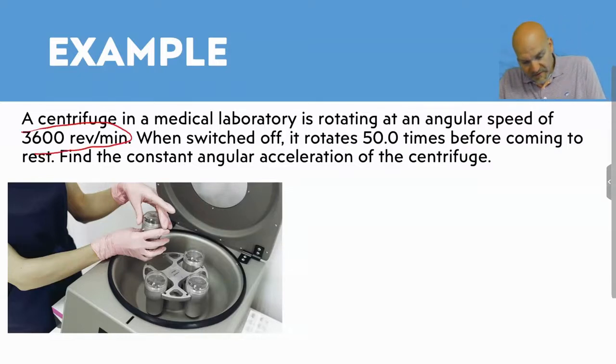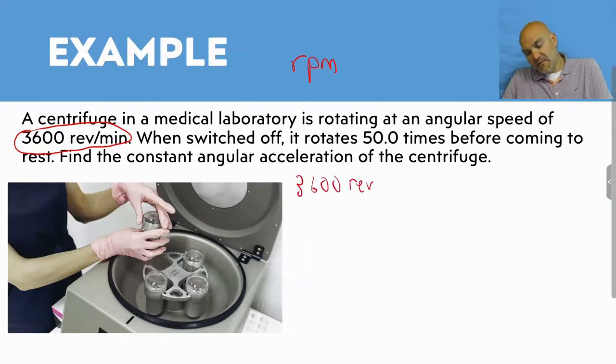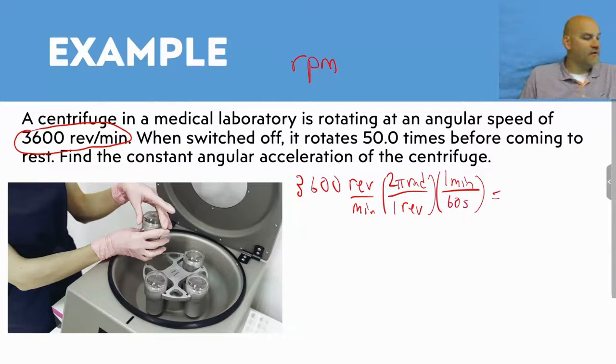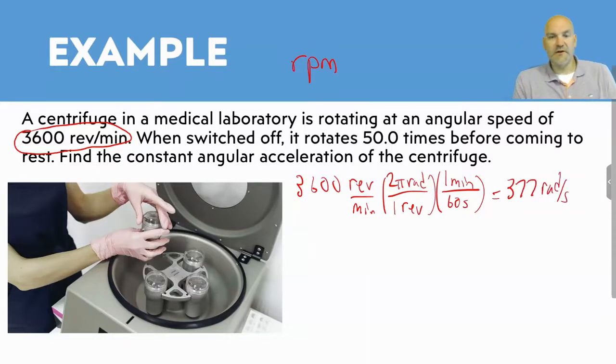One thing to remember first: that's the famous unit of RPM that you see on cars and on record players, but it's not our SI unit. Our SI unit is radians per second. So I have to do a quick conversion. One revolution is 2 pi radians, and 1 minute is 60 seconds. So I do 3,600 times 2 pi divided by 60, and I get 377 radians per second.